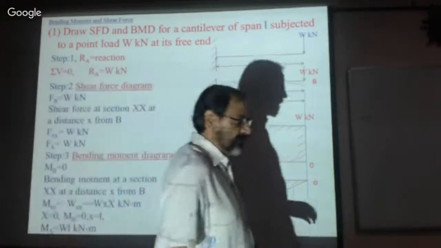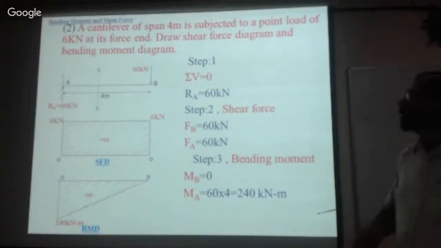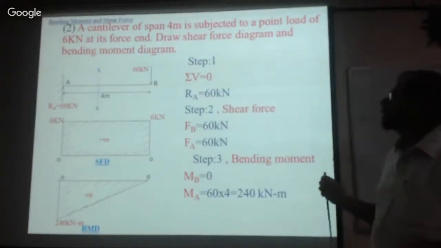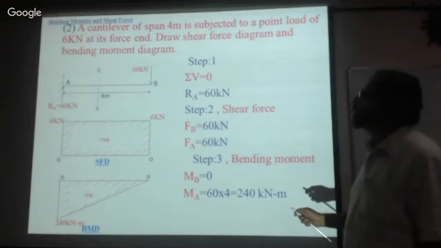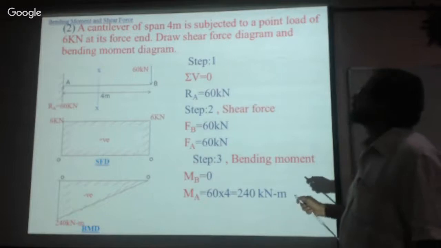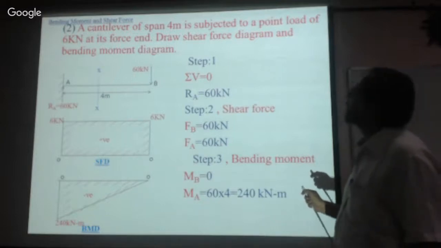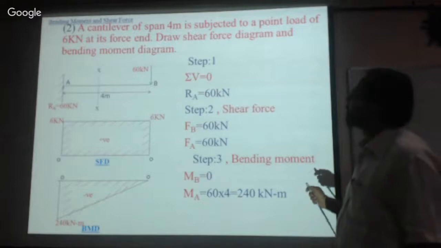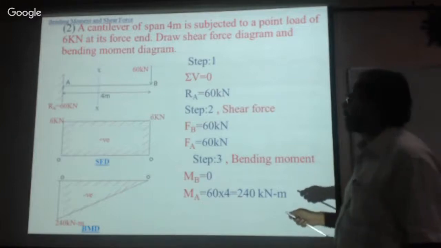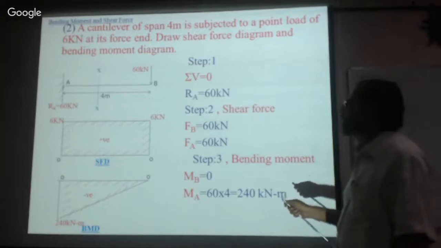Now let us discuss one more problem. Let us understand a little more. Now read the problem: a cantilever beam of span 4 meter is subjected to a point load of 60 kilonewton at its free end. Draw the shear force diagram and bending moment diagram, isn't it? This is the given problem.